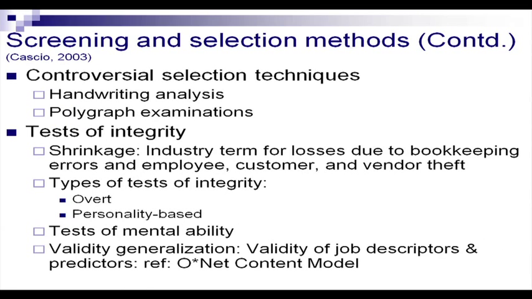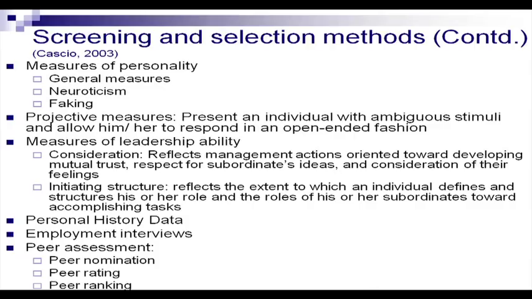Various controversial selection techniques are handwriting analysis, polygraph examinations, lie detector tests, tests of integrity. Some tests of integrity are the shrinkage types of tests of integrity. There are overt and personality-based tests. There are mental ability tests, validity generalization tests. For example, the O*NET content model, you can go through it online. So various types of testing techniques are there.